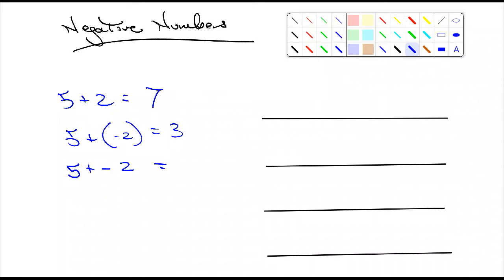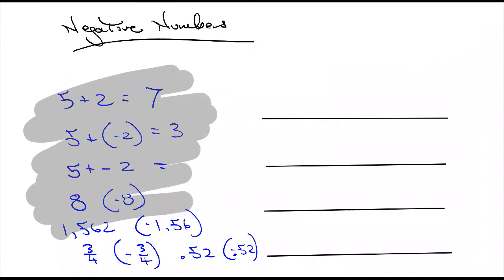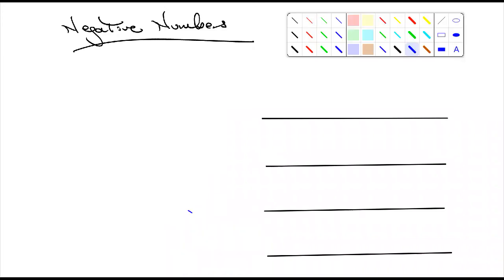The opposite of 2 is negative 2. So if I wrote down a number 8, what's the opposite of 8? Negative 8. If I wrote the number 1,562 and I ask you what its opposite is, it's negative 1,562. Now, what if I wrote down the number 3/4? What's its opposite? Same thing, negative 3/4. And what if I wrote down the number 0.52? What's its opposite? Negative 0.52, I should say. Okay? So if you have a positive number, you will have a negative number. And so again, we're just dealing right now with adding negative numbers to positive numbers.